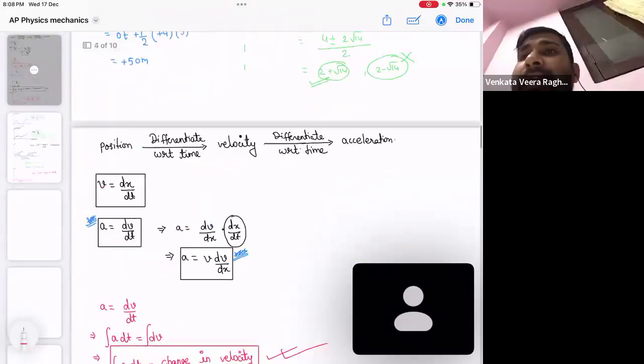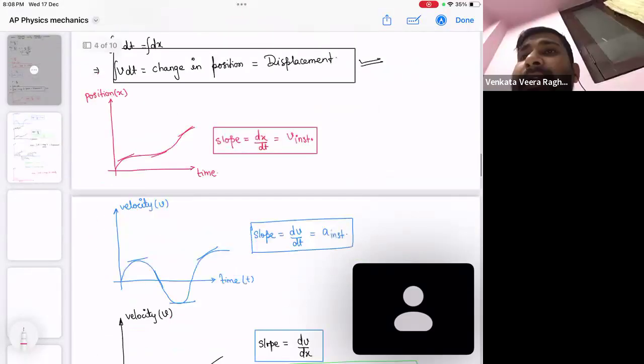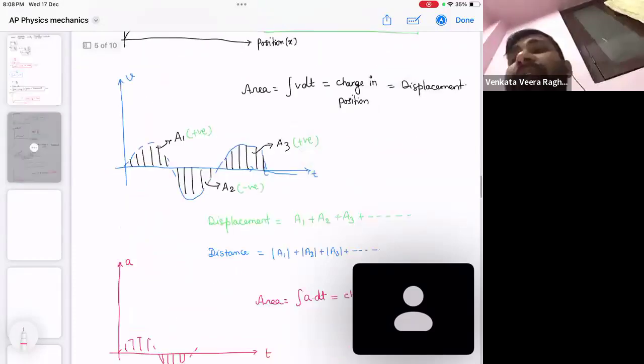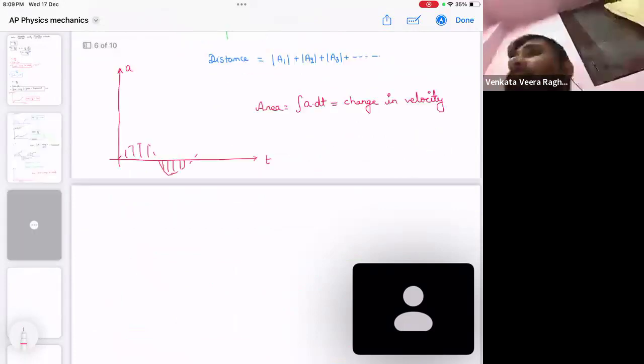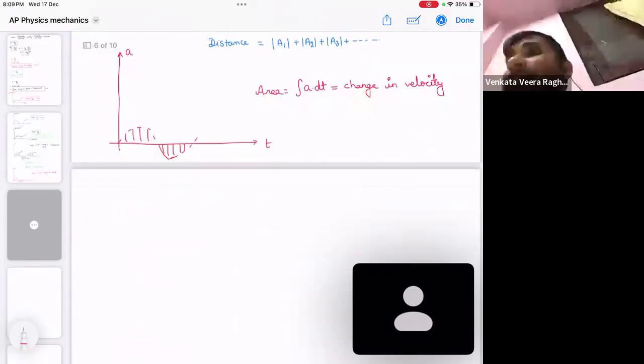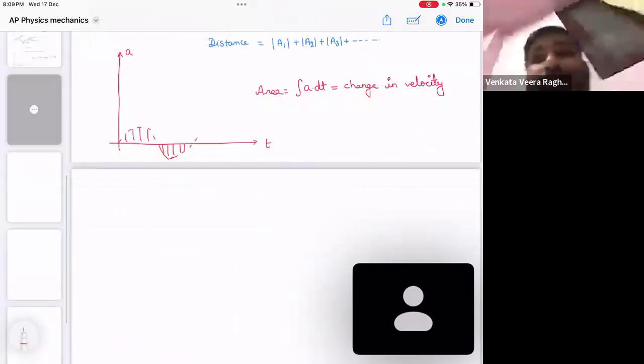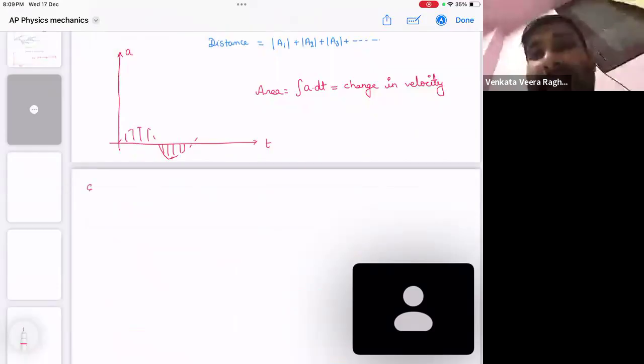Right? Whenever you have a graph, think about its area and its slope. A graph has two important things to understand: what its area represents and what its slope represents. To understand that, let's take an example.